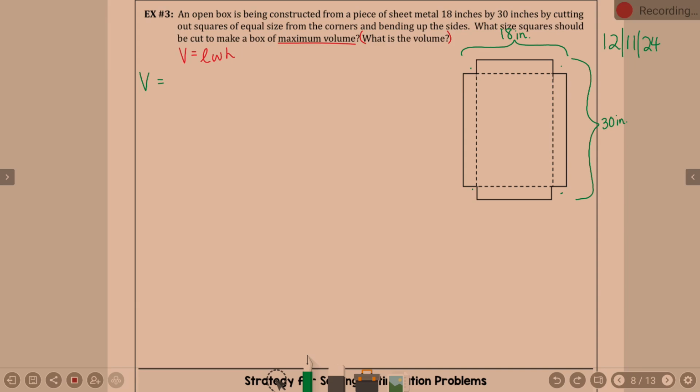So this square that we're cutting out here, I'm going to say that this square is x by x. Does that make sense? I don't know where the best place to put my x's is. But basically, this distance along here is x. This distance along here is x. So it's an x by x square that you're cutting out.